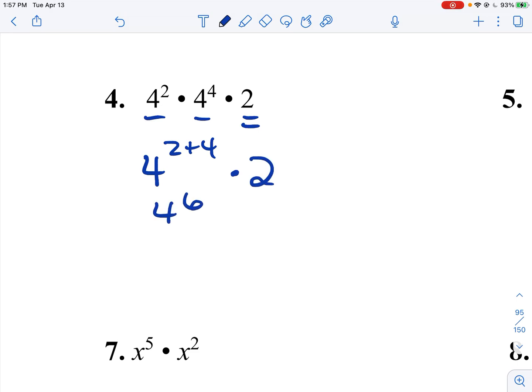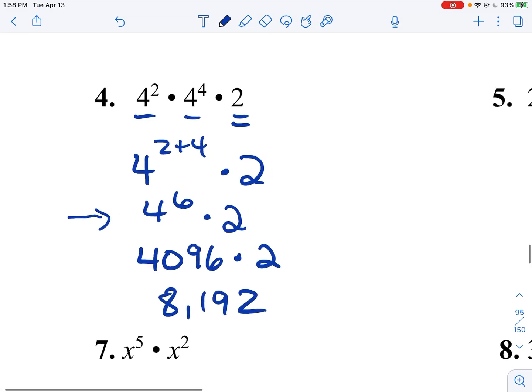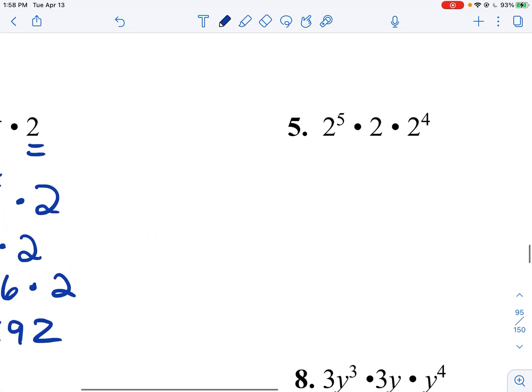So this is 4 to the 6th power times 2. Now, if we were simplifying this more, yes, I could simplify this more. This would be 4,096 times 2, and if I multiplied that out, I would get 8,192. But for right now, this is the step that you would have stopped at. Some of you either got help from online or a tutor or something and came up with a different answer. I told you guys I didn't want you to do that.